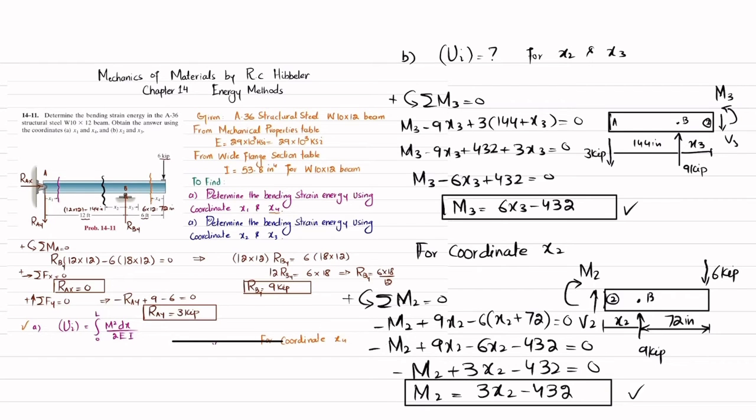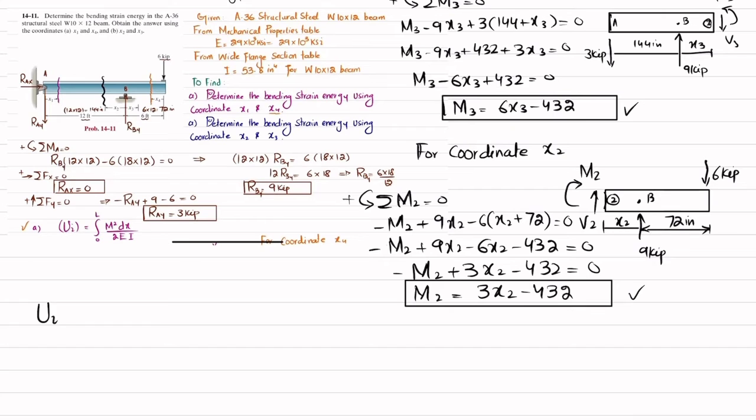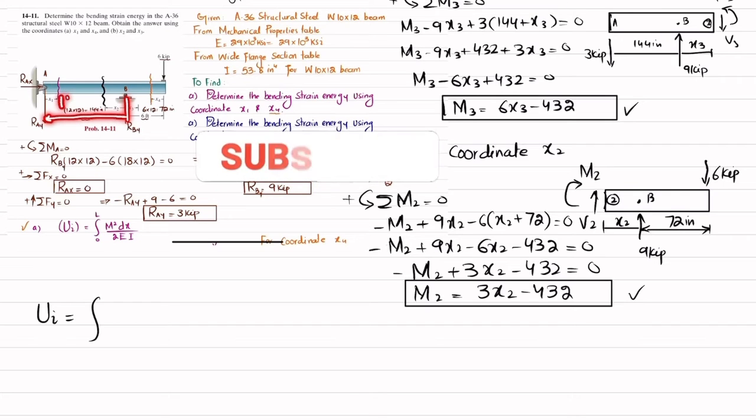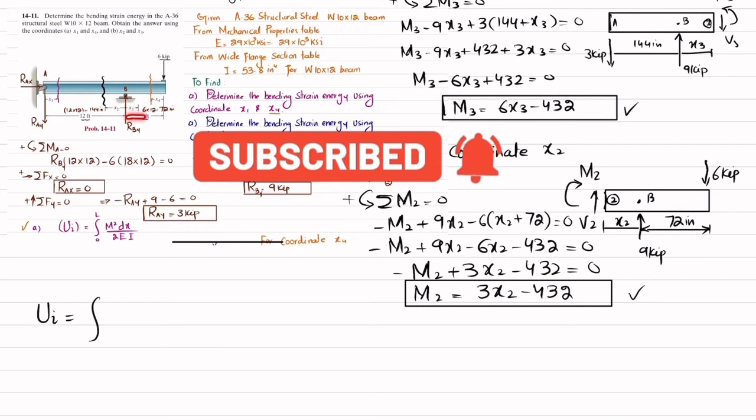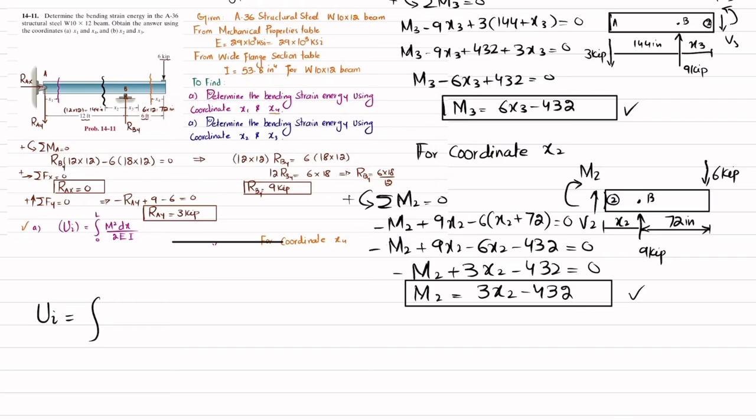Now you have this and this. You know that the strain energy due to bending moment will be equal to, for coordinate x2, which you can see starts from 0 and goes to 144 inch, and similarly x3 starts from 0 to 72 inch. So for x2 from 0 to 144, the integral of M2 squared dx2 divided by 2EI, plus the integral from 0 to 72 of M3 squared dx3 divided by 2EI.